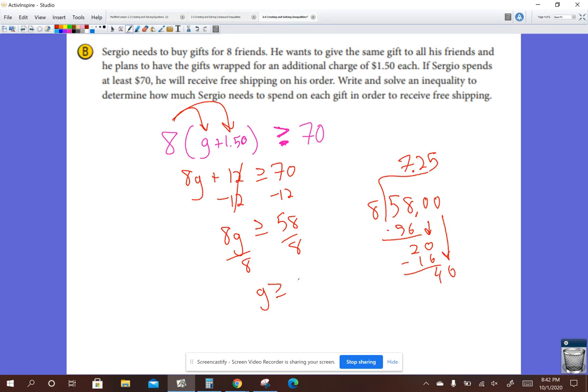5 times. $7.25. So I need to spend $7.25 on each gift or more so that I can get that free shipping. So that means now I know the least I can pay is $7.25, but I can spend $8, $10, $20, $50, whatever. This is the magic of the inequality. It gives me options now. It's not just telling me one number, it's giving me multiple options.